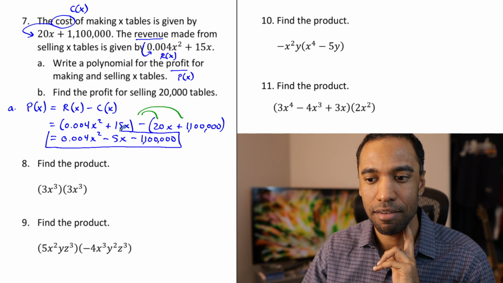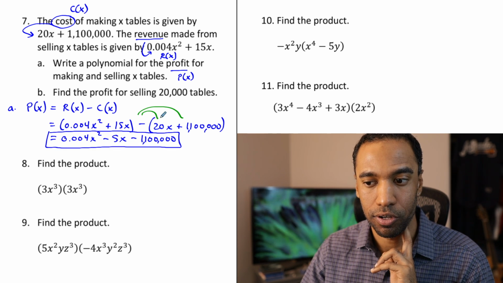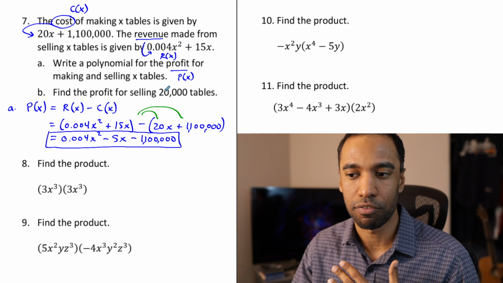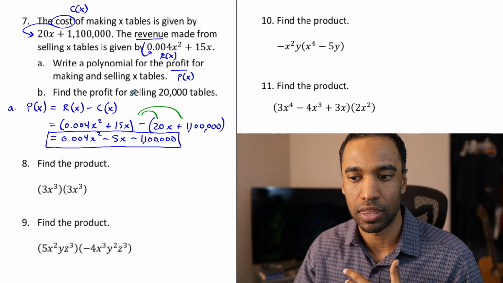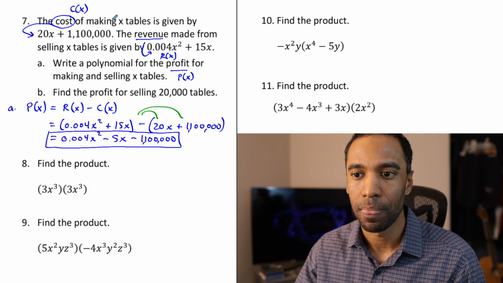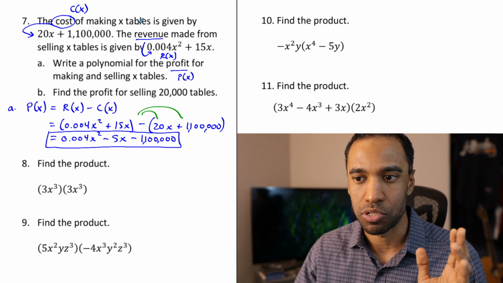I'm sure you're okay if they don't say simplify. This first one is fine. But you might as well do this one here if you're going to be plugging in something like 20,000 here, because now I have less things to plug x into at this point. Let me make sure they don't say in thousands of tables or something.